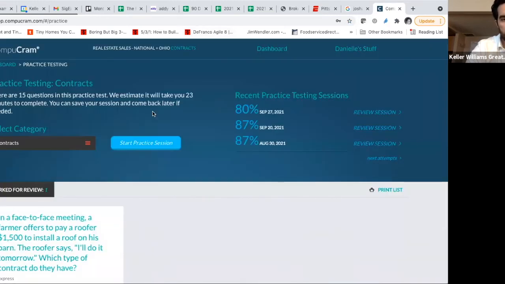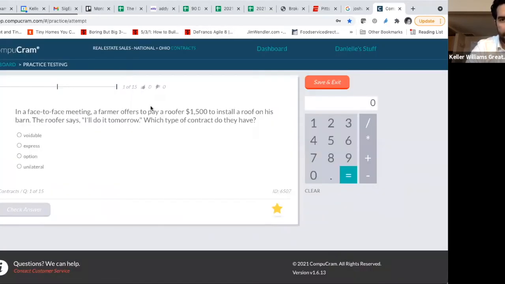Again, get your chat boxes open, and I'm going to read the question and then read each of the answers. Once we have some answers in the chat box, we'll see if we're right. All right, question number 1. In a face-to-face meeting, a farmer offers to pay a roofer to install a roof on his barn. The roofer says, I'll do it tomorrow. Which type of contract do they have? Is it A, voidable, B, express, C, an option, or D, unilateral? A, B, C, or D?